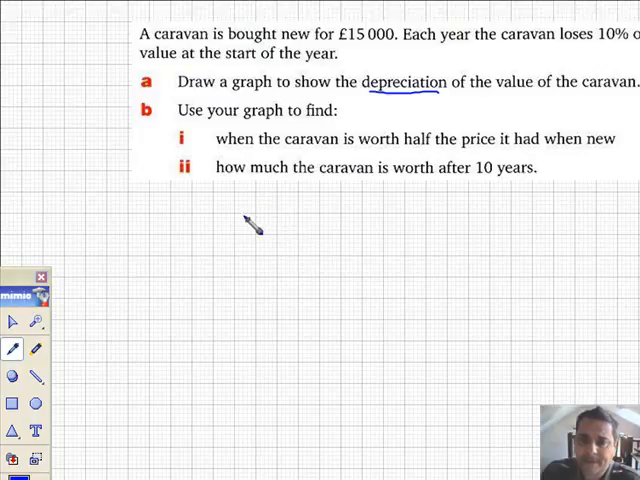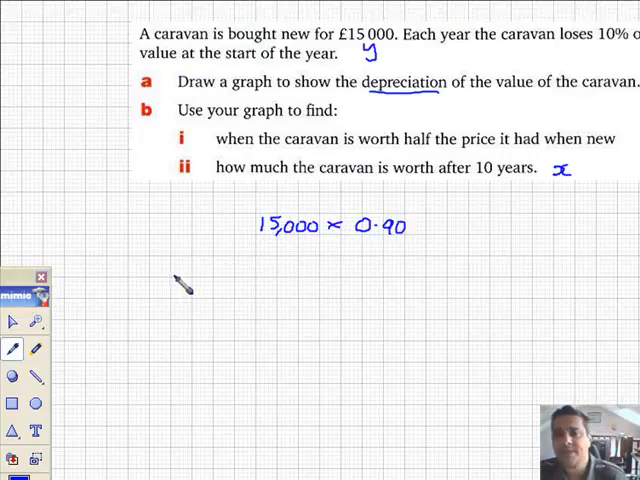Now look, essentially if I go price, that'll be like my Y, and my time would be like my X, won't it? So let's just take a look here. If I take my £15,000 and multiply by 90%, that shows straight away a 10% reduction, doesn't it? Now after 1 year, that's how much I'm going to lose.